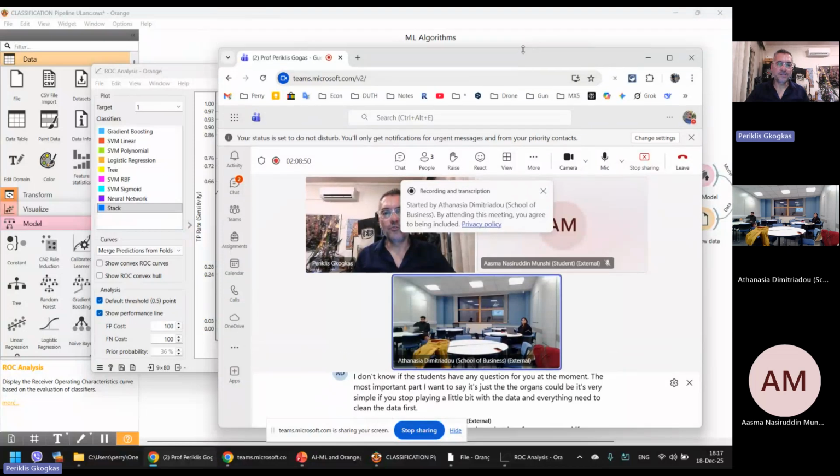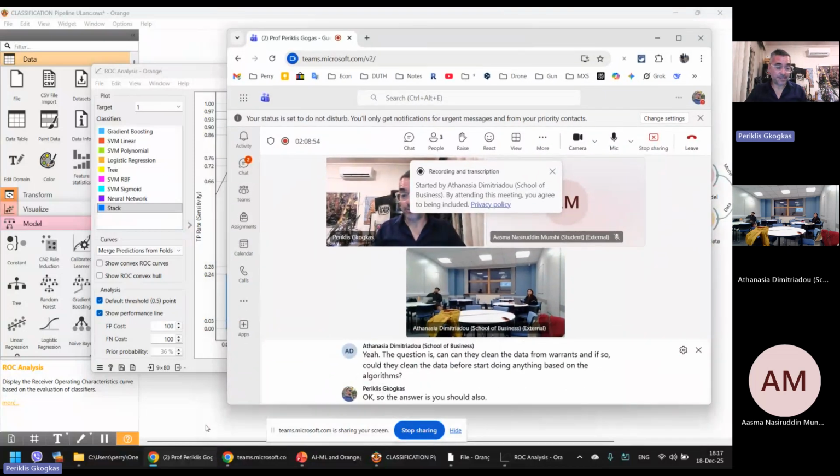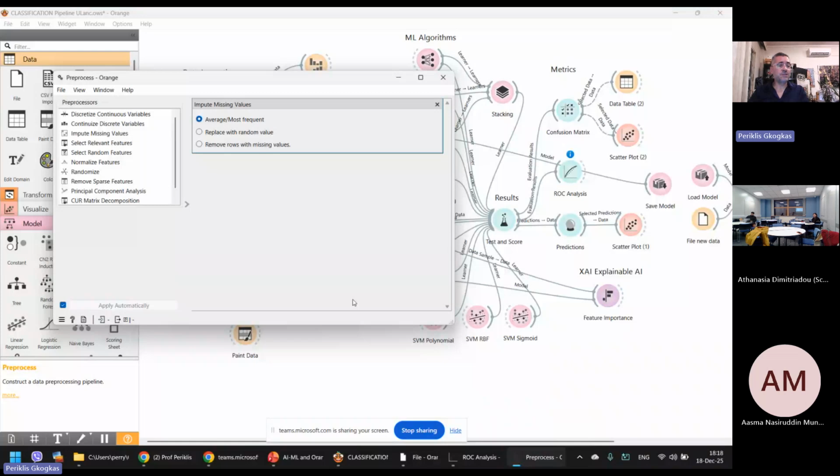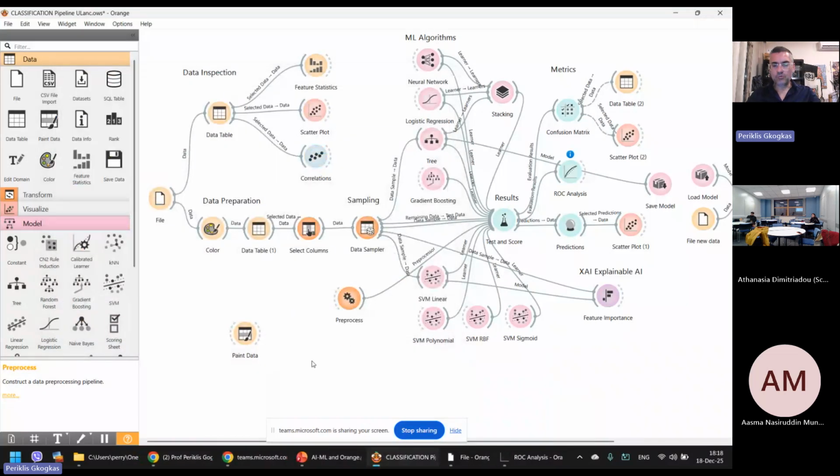Okay, so the answer is you should also try to clean your data, which means inspect your data. For example, you can use the pre-process widget here in Orange. You can do a lot of things. You can select here, impute missing values. So you either average the value where there are missing values, or you replace it with a random value, or you remove the whole row, the whole observation, when there is a missing value, or you can do a lot of things.